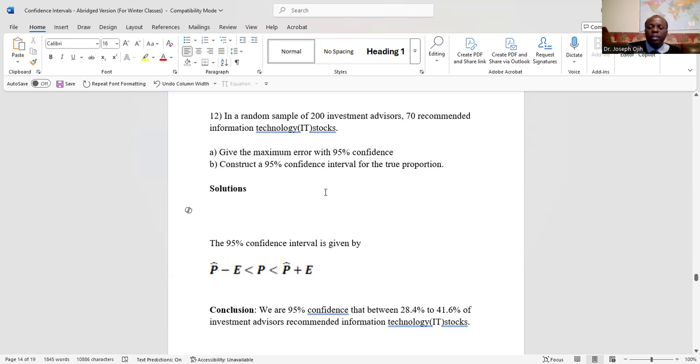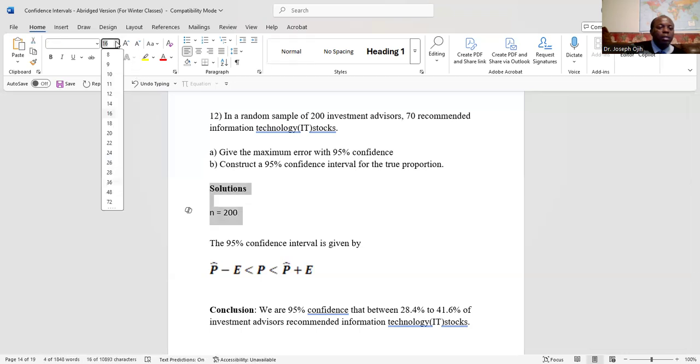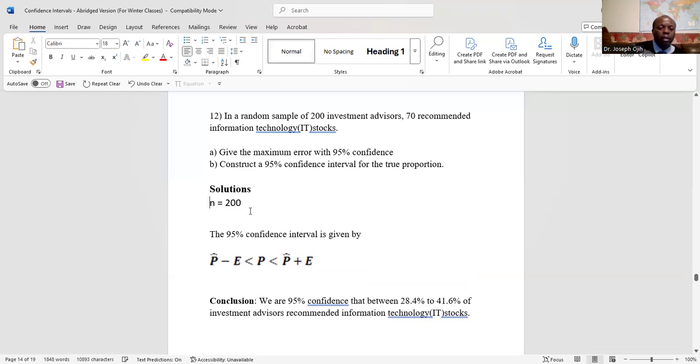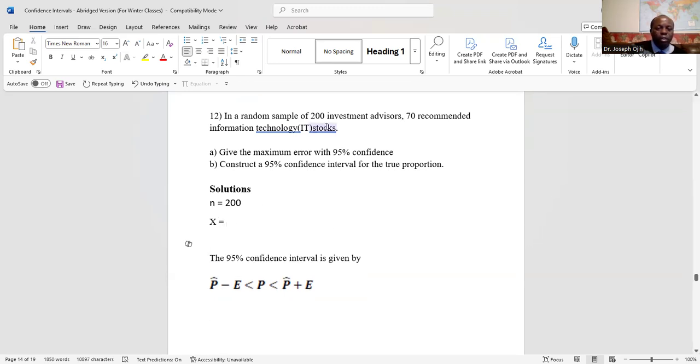So first of all, let us put down the summary statistics. First one is the n. n equals 200 investment advisors. Remember, this is small n. Out of them, then x is 70, out of these 200 investment advisors, who recommended IT stocks. Part A says, give the maximum error of estimate with 95% confidence.